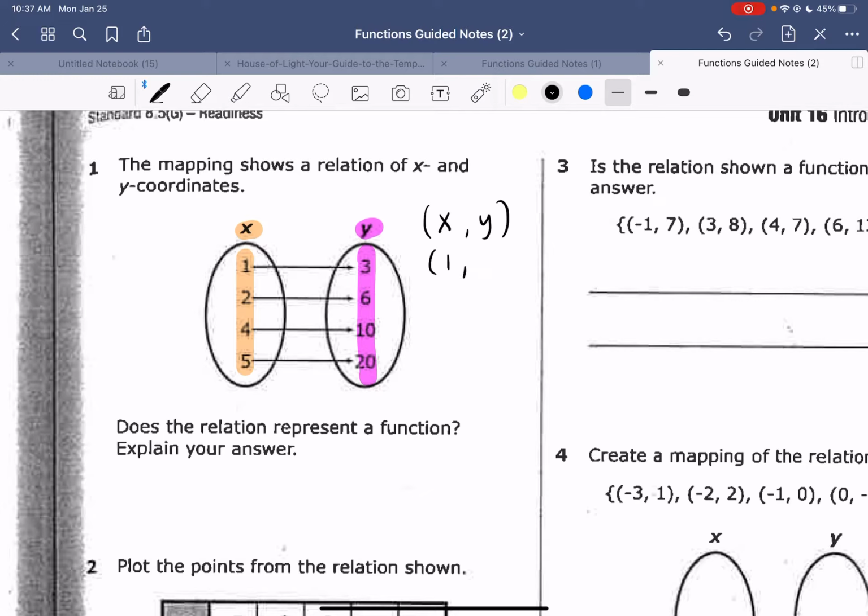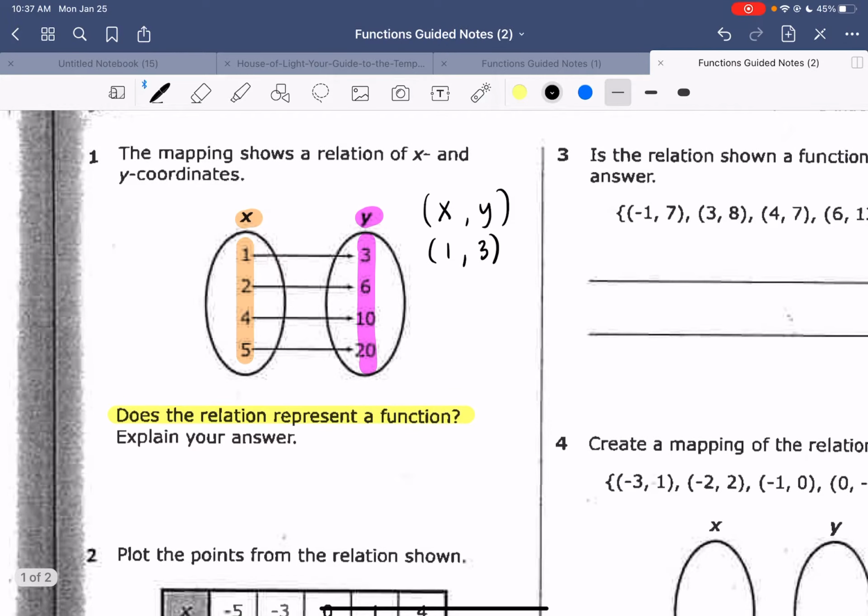And then each of these would be coordinated in a coordinate pair. So our job is to ask ourselves, does the relation represent a function? So we need to say a yes or no and then explain our answer. So a function means that each x value, which is our inputs, is only connected to one output. So we need to make sure and check each of these. So 1 is to 3, 2 is to 6, 4 is to 10, and 5 is to 20.